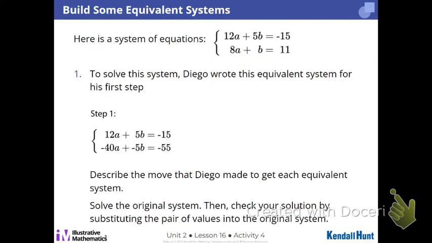Good job, Elena. We have a new system, okay? Diego is in now. He wrote this equivalent from the first step. What's the move he made to go from his original to this? What's the move he made?